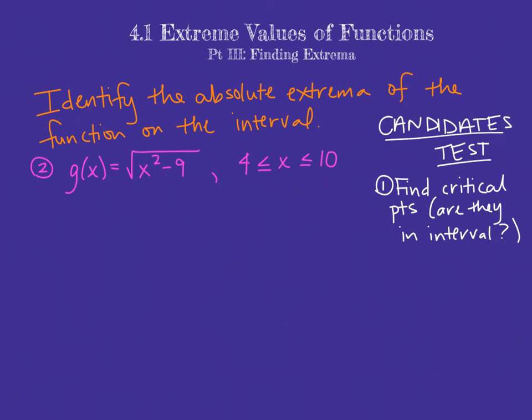We found the critical points of this function in the previous video, and we found that those critical points were -3 and 3. However, neither one of these critical points is in our specified interval. Since these critical points are not in the interval, they're not going to be candidates.